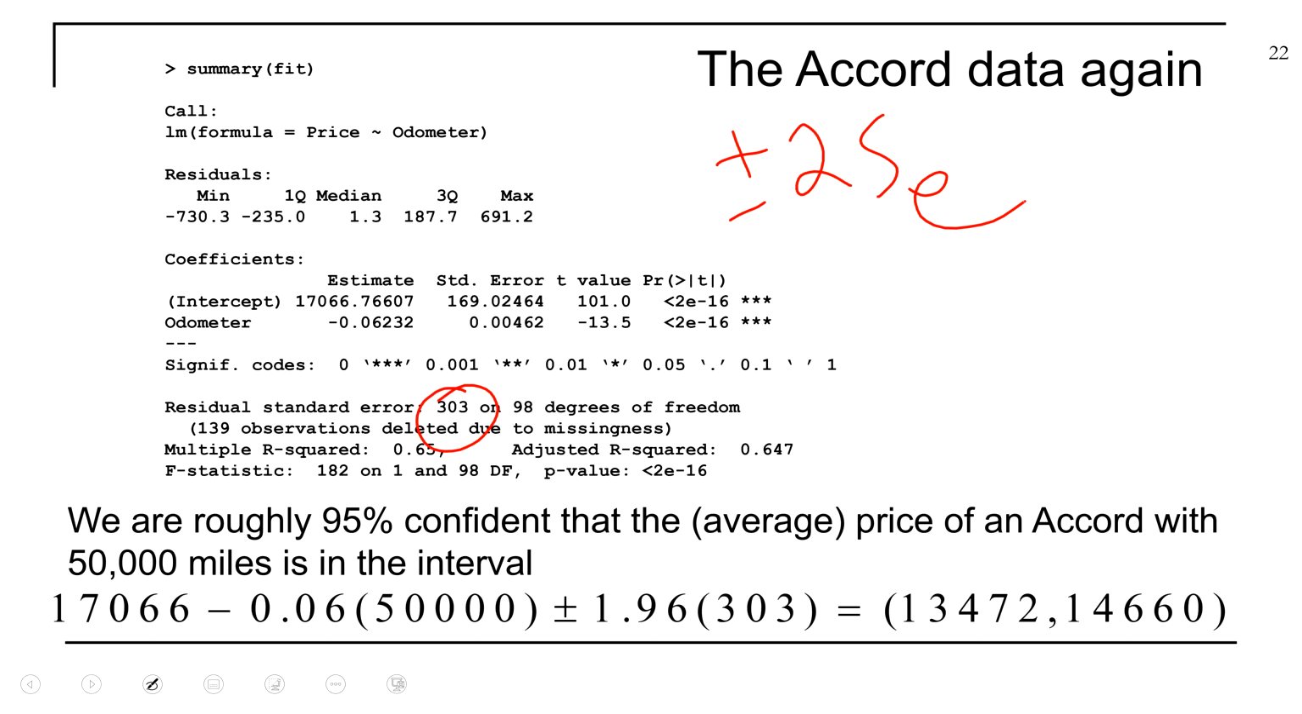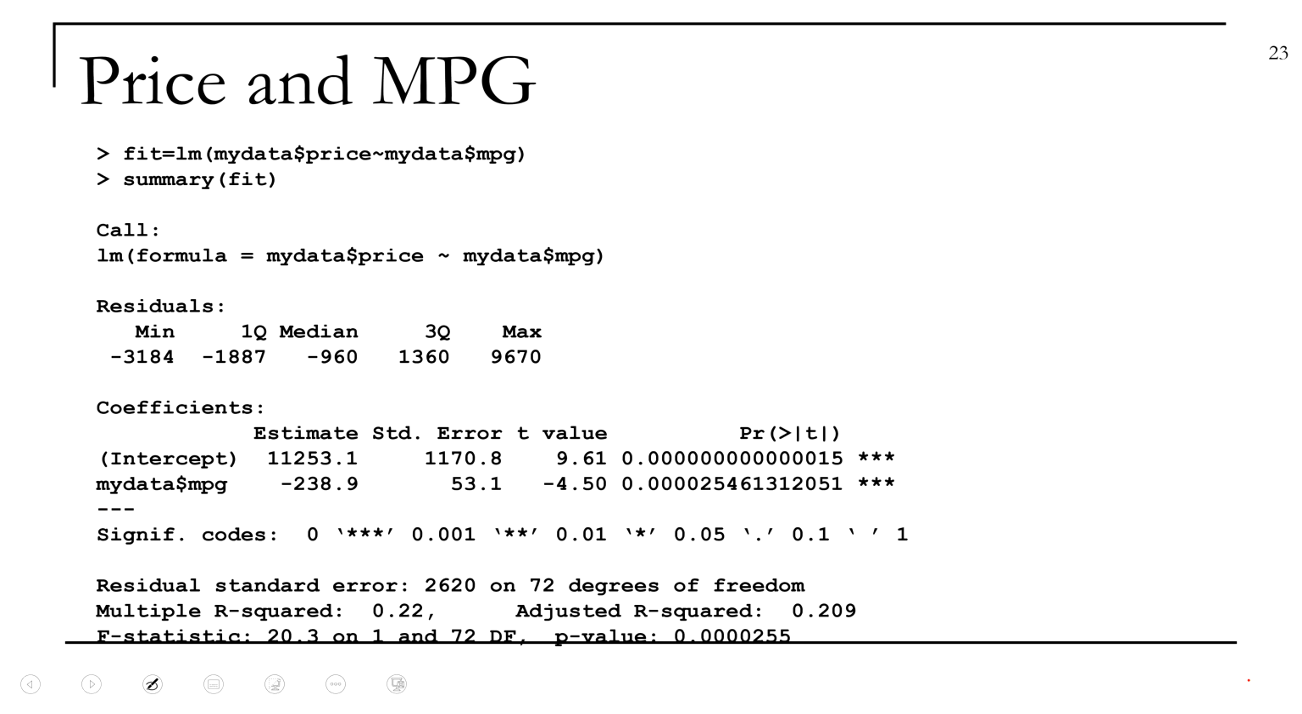And here we're showing you doing that. We want to predict the price of a 50,000 mile Accord. We plug and chug it in. We do plus or minus 1.96. We round it up to 2. And we're pretty sure, we're 95% confident, the true price of an Accord with 50,000 miles is somewhere in that interval. It's called a 95% prediction interval.